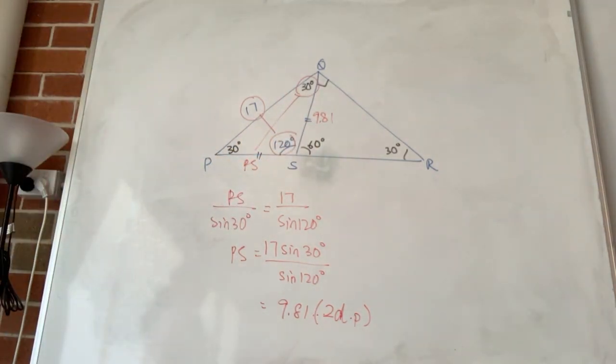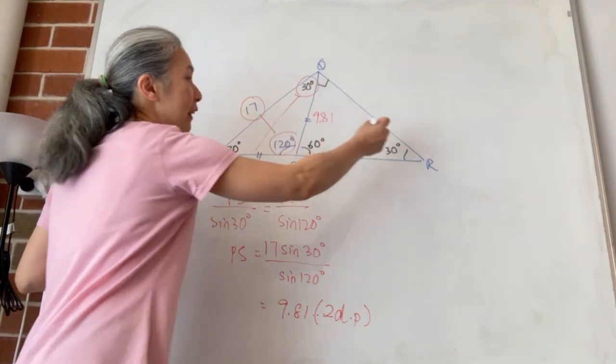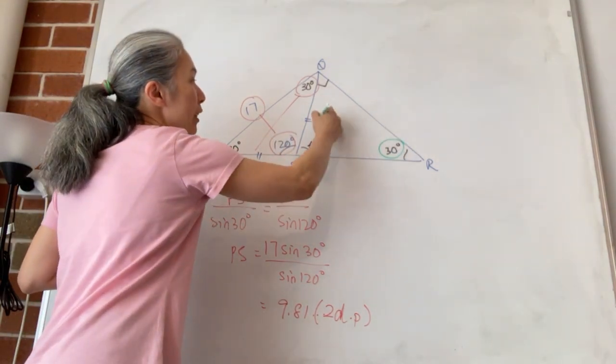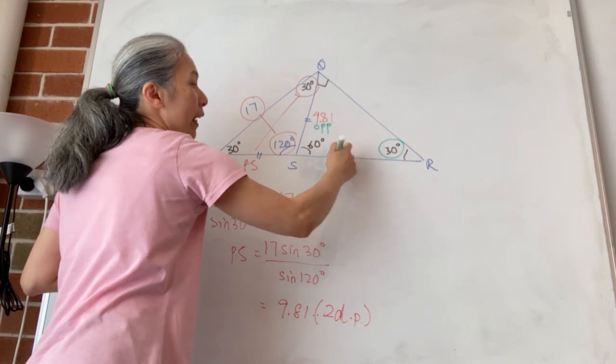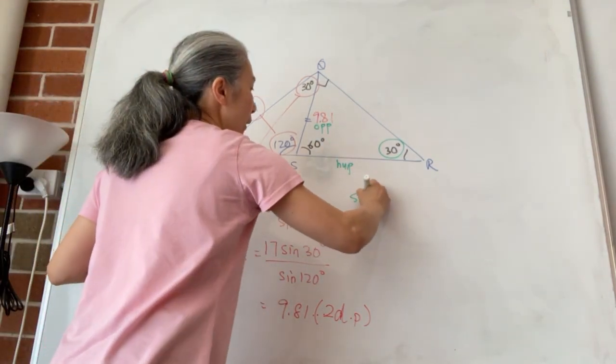And then it is sine rule again. You can use the sine rule or you can just use sine of the angle. Oh, this is a right angle, so we use sine. If I use sine, that means I'm looking at the 30 degree angle, right? This is your opposite. This one is your hypotenuse. So that means your sine.